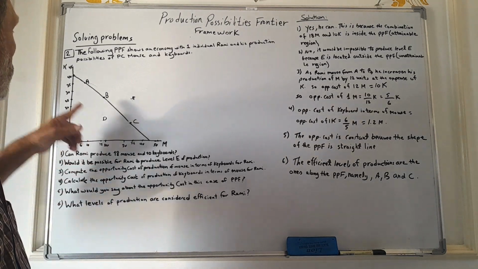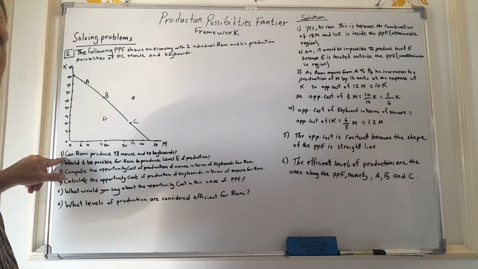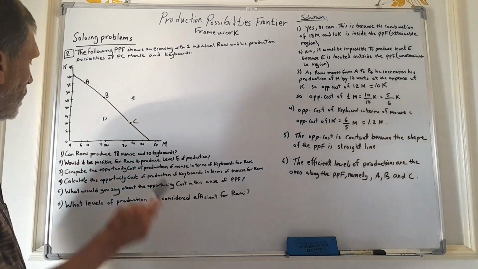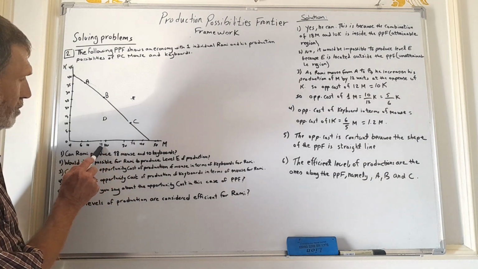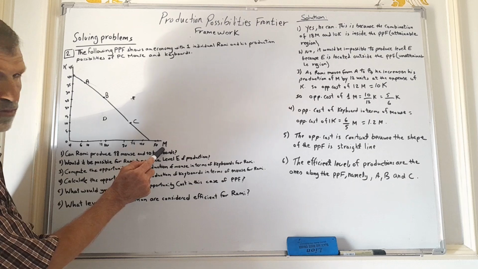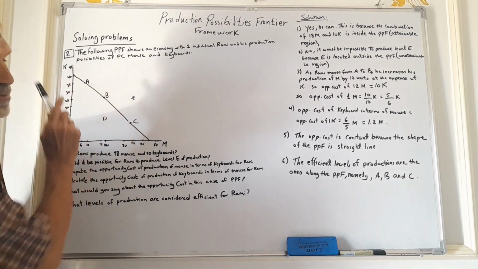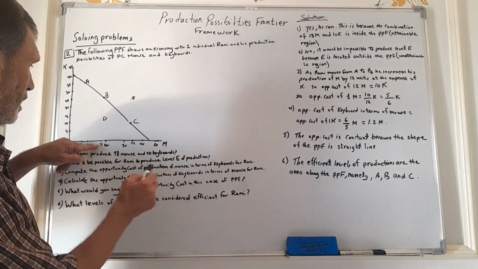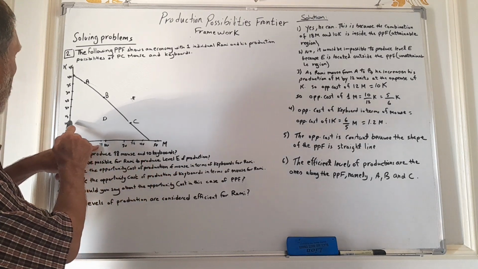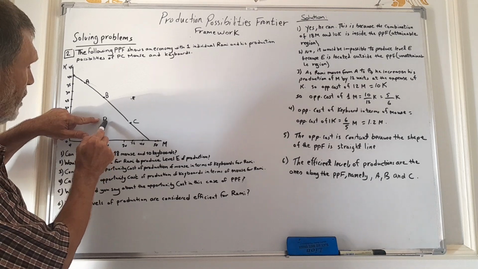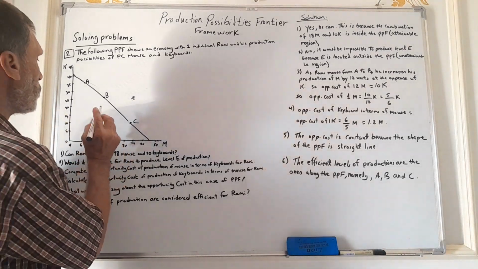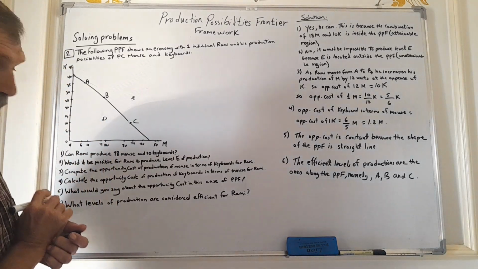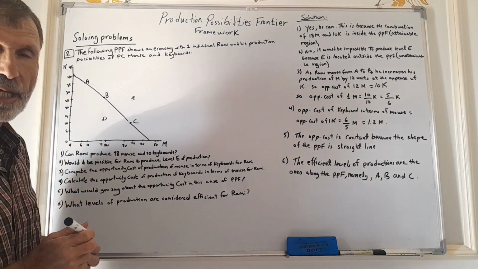Okay, now we move to part 1. Question number 1. Can Rami produce 18 mouse and 10 keyboards? Look over here. This is 18 mouse. M stands for mouse, and K stands for keyboards. So that's 18 mouse and 10 keyboards. So we're talking about combination D. Can he produce D? Yes, indeed, he can produce D.